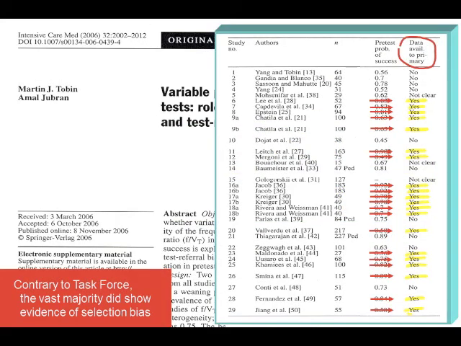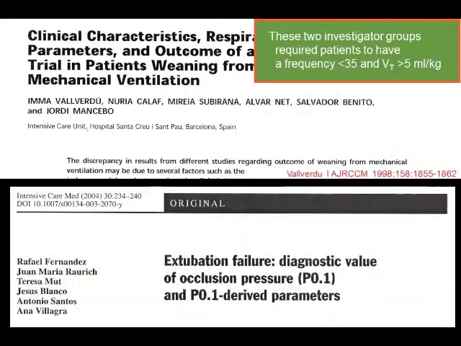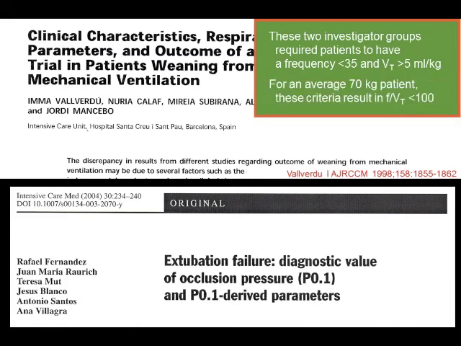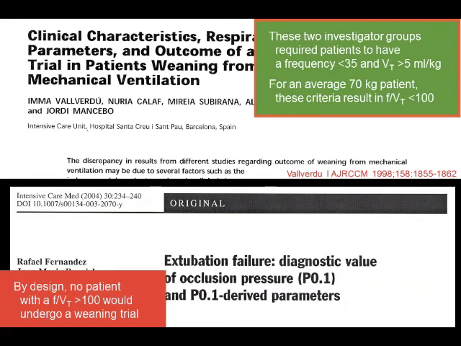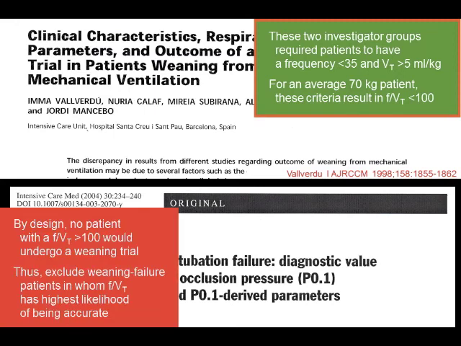Contrary to what the task force say, the vast majority of authors did show evidence of selection bias. These two groups of investigators required patients to have a frequency of less than 35 and a tidal volume of greater than 5 ml per kilogram. So for an average 70 kilogram patient, these criteria result in an F over VT of less than 100. So by design, no patient with an F over VT of 100 would undergo a weaning trial. Thus, they exclude the weaning failure patients in whom F over VT has the highest likelihood of being accurate.